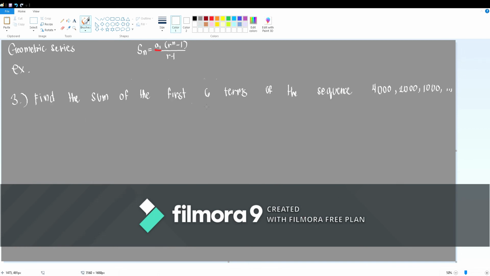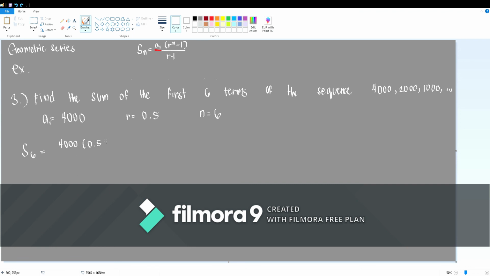Another question, this is a new one. What is the sum of the first 7 terms of the sequence 4000, 2000, 1000? As you can observe, the sequence is decreasing. By dividing the second and first term, we got the ratio 0.5. List the first term, ratio, and nth term down, and then write it all according to the formula.